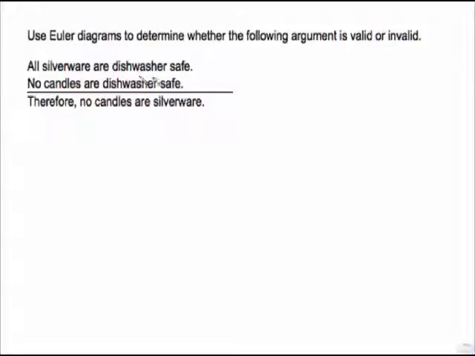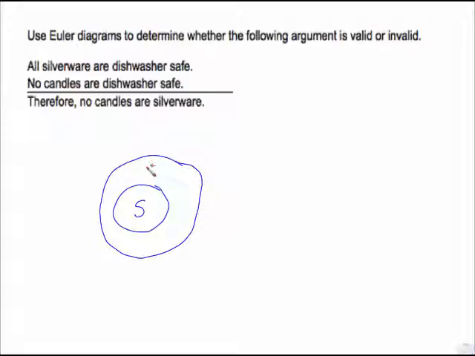All silverware are dishwasher safe. So this is silverware in here. They are dishwasher safe. So I'll just call that DS for dishwasher safe. No candles are dishwasher safe. That means the candles have to be totally disjoint from the dishwasher safe set. So now we say that therefore no candles are silverware. Is there any overlap between candle and silverware? No. Is there any other way I could have drawn this? No. So this is a valid argument.